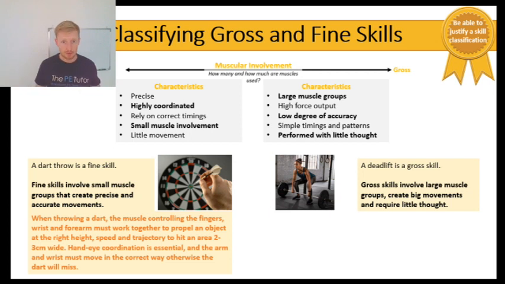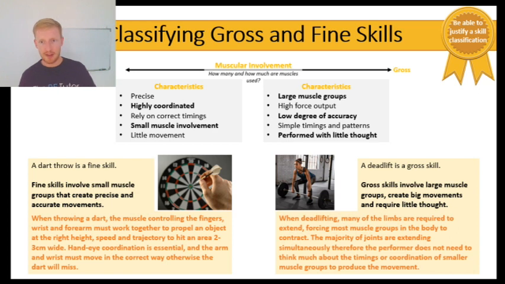Whereas a deadlift, like we just said with that other example, it's a gross skill. What is a gross skill? Large muscle groups, large movements, but little thought. The deadlift, all extending simultaneously, easy to think. Well, if they're all extending, that's a lot of muscular involvement. Timing and coordination, not the most important thing, not when we compare it to the back somersault.